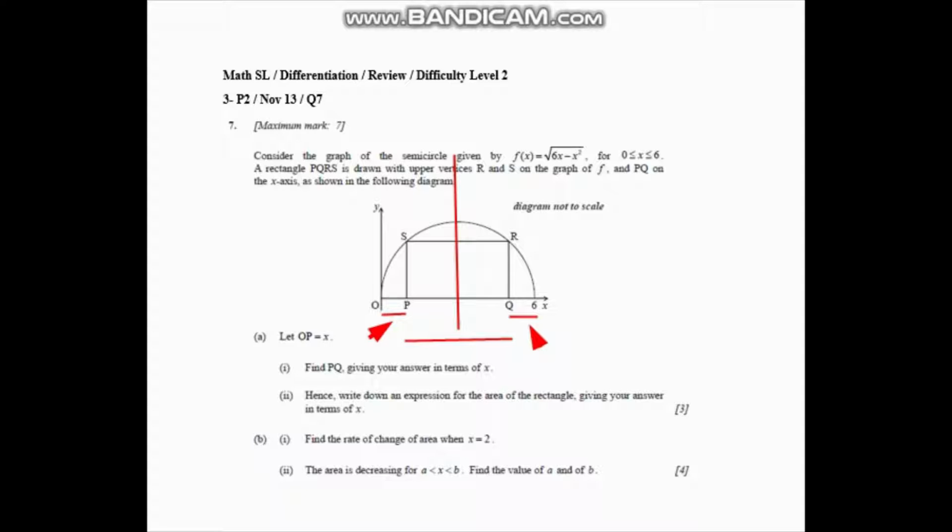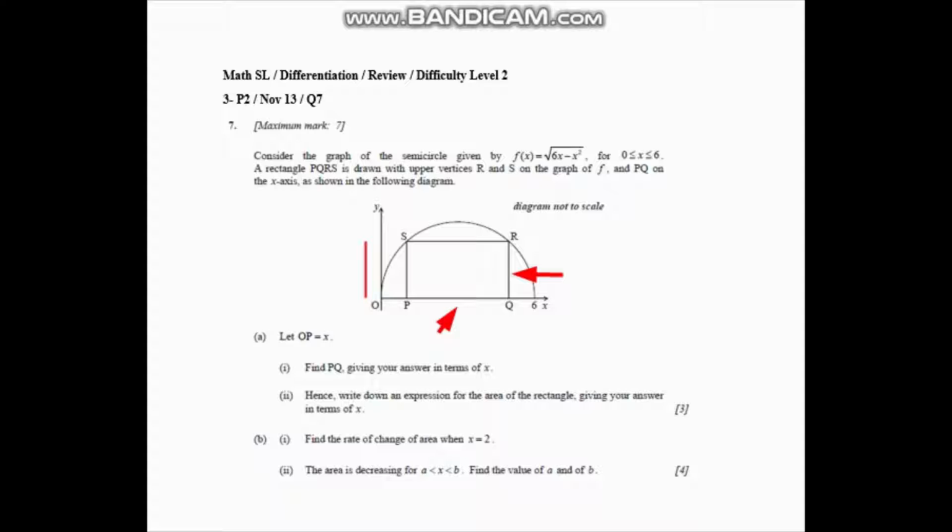In part (ii), you are required to write an expression for the area of the rectangle. The area equals the length, which is 6 minus 2x, times the width right there. The width is given by the vertical distance between S and P, which is the vertical distance between S and the x-axis.